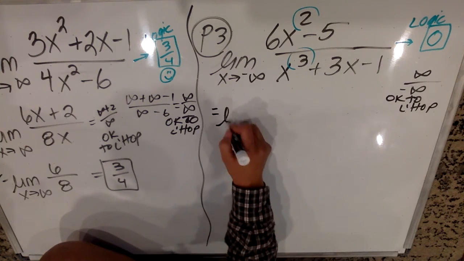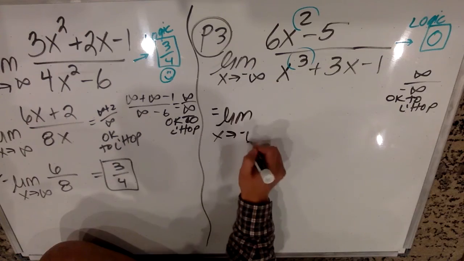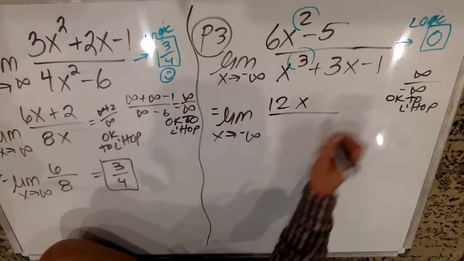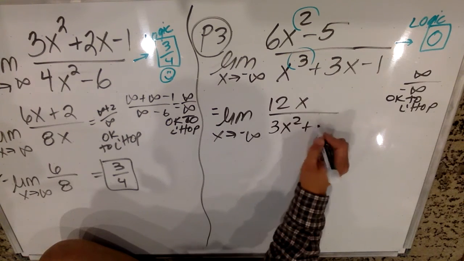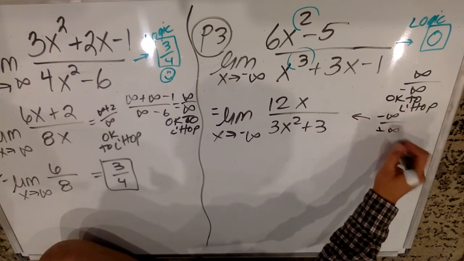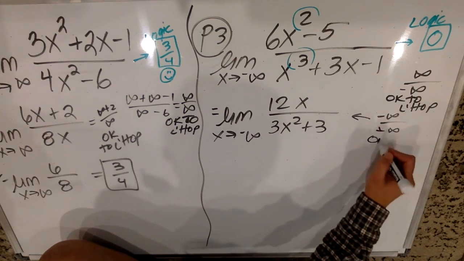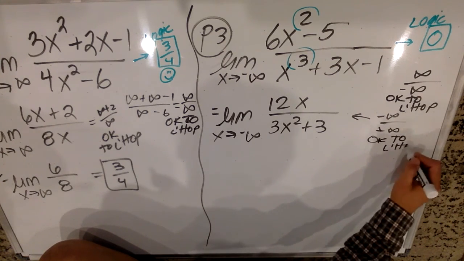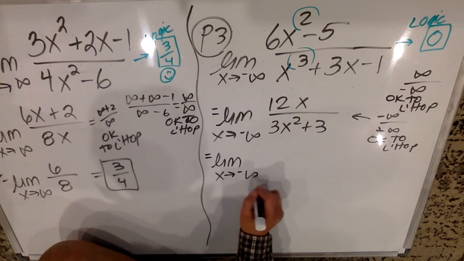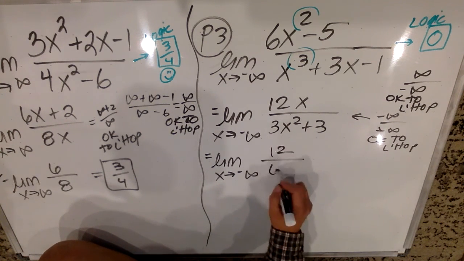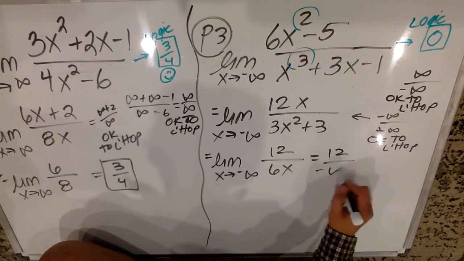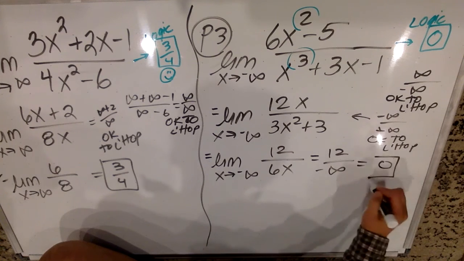So when I differentiate, sorry, computer fell asleep, I'm going to get a 12x on top of a 3x squared plus 3. When I plug in, I get a negative infinity on top of a positive infinity, but it doesn't matter. I'm still okay to L'Hopital's. So I differentiate again, and I get a 12 on top of a 6x. Well, when I plug in, that's a 12 on top of something infinitely large, which is definitely 0.